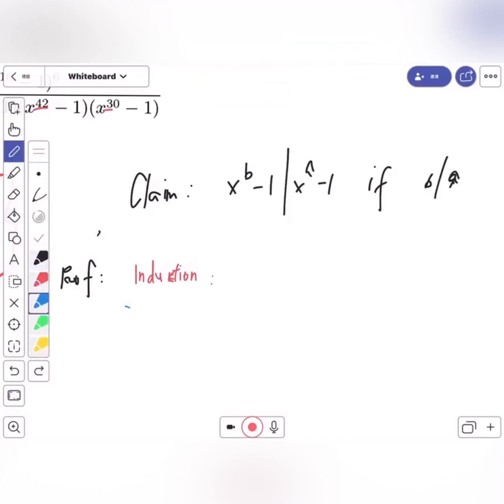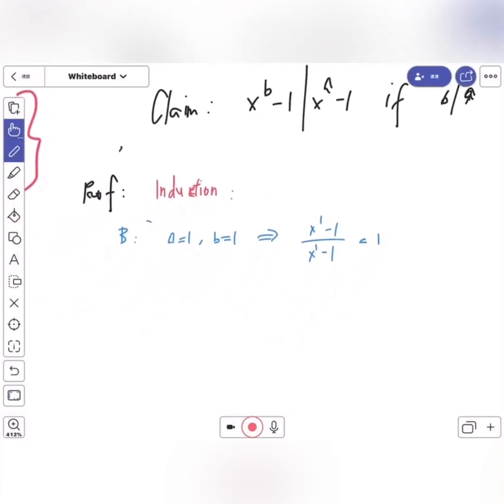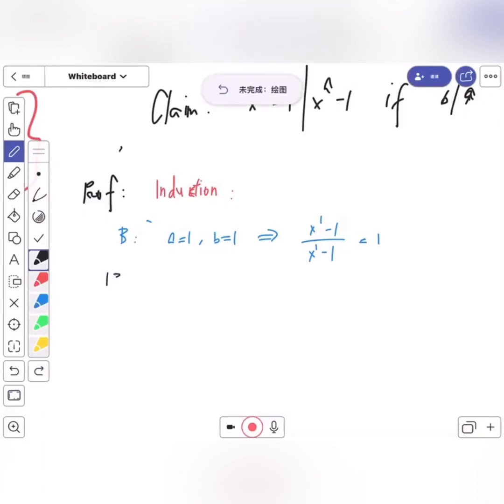First, the base case: when a is equal to 1 and b is equal to 1, then this is equal to 1, which is a trivial claim. Now we're going to deal with the inductive step.